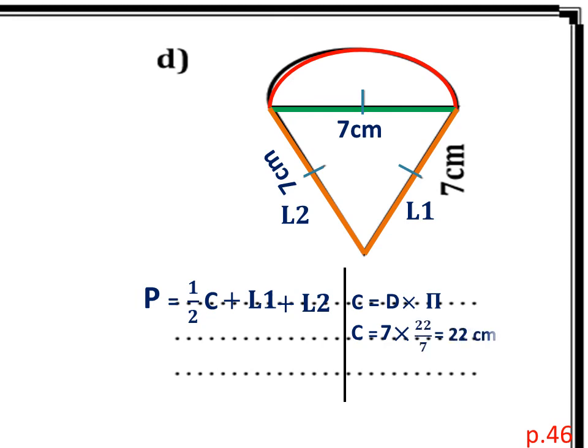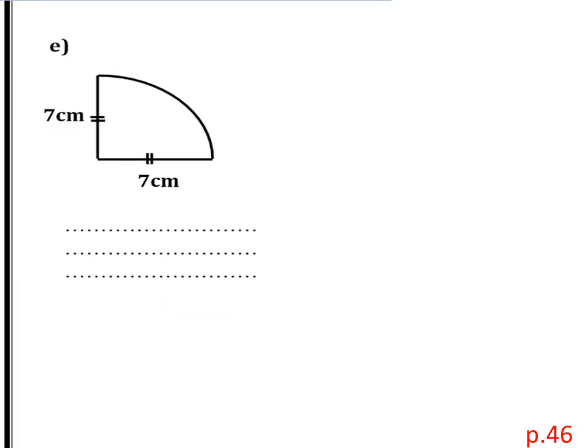Here the value of D equals 7 also, like line 1 and line 2. So 7 times 22 over 7, which equals 22. And now half the circumference equals half times 22, which equals 11. And now put it in the rule of the perimeter. So P equals 11 plus 7 plus 7. So P equals 25 centimeters. And now in page 46, let's solve letter E.